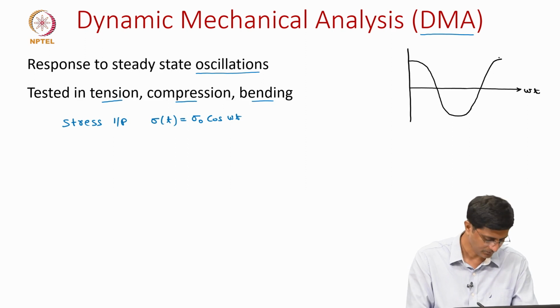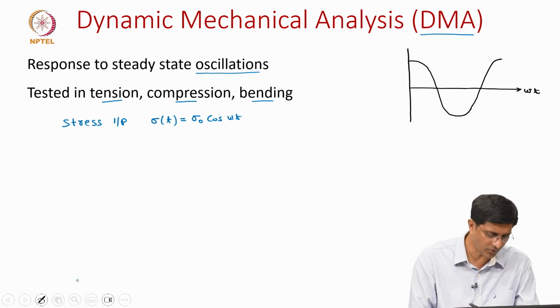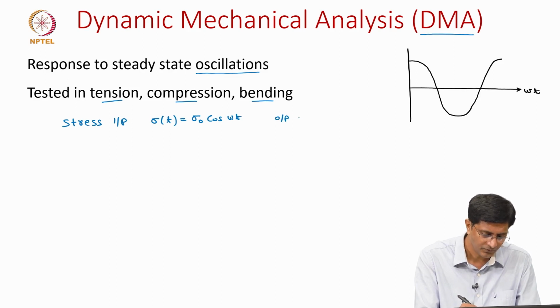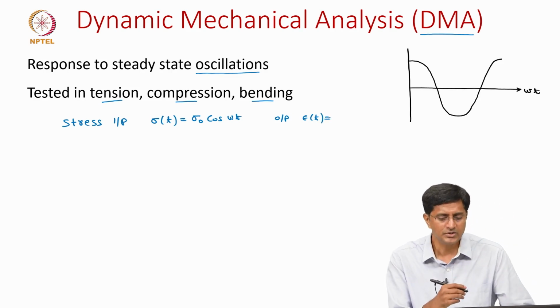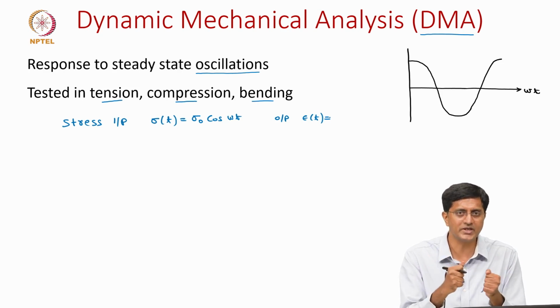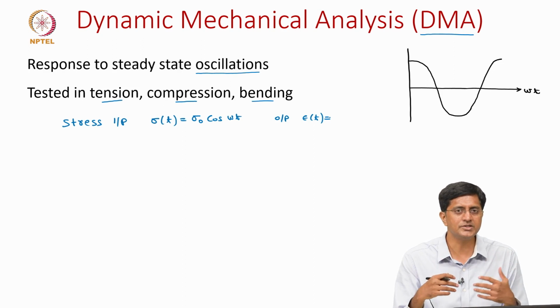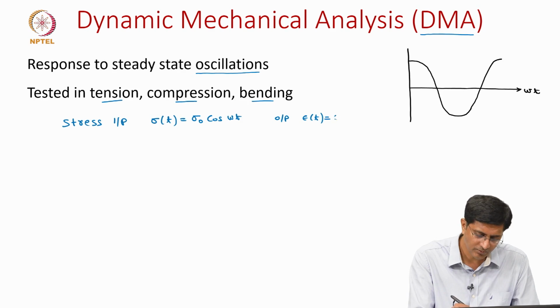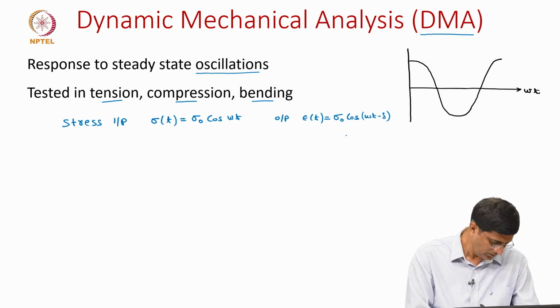Now, let us see what is the response to this load. The output will be strain, and since we are talking about cyclic loads, when the input is cyclic, the output is also cyclic, and usually when it reaches the steady state, both are at the same frequency. So, it will be epsilon naught times cos omega t minus delta. Let me explain what this delta is. Delta is the phase lag.